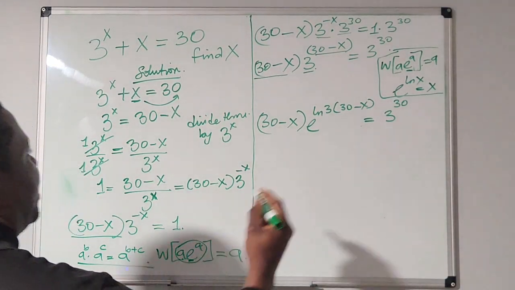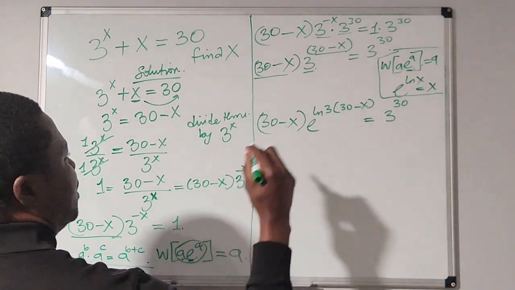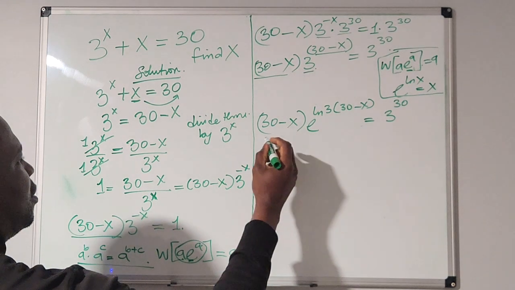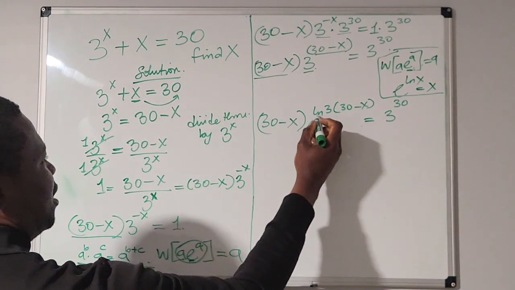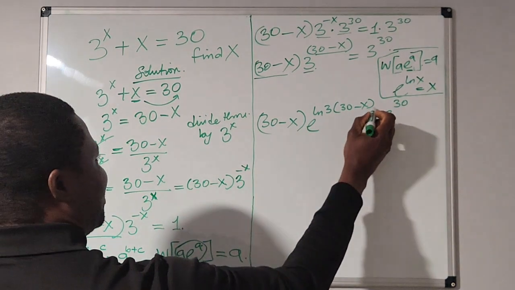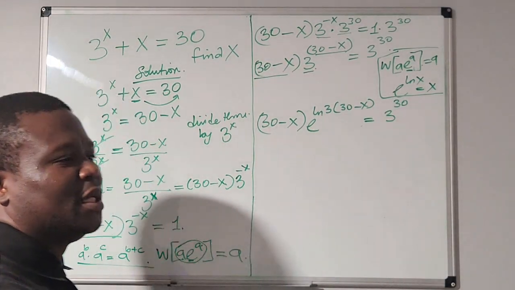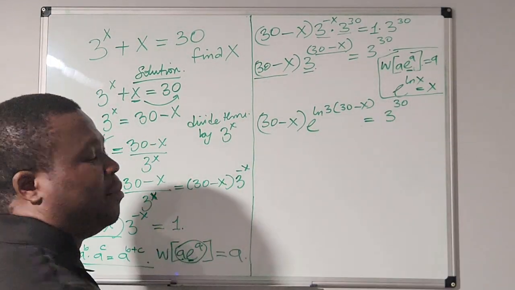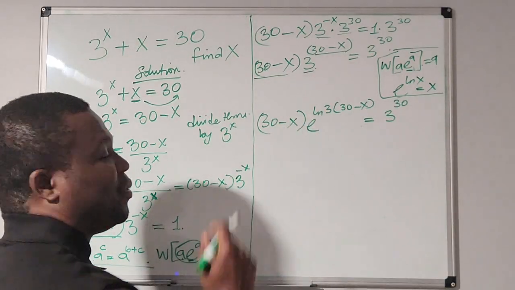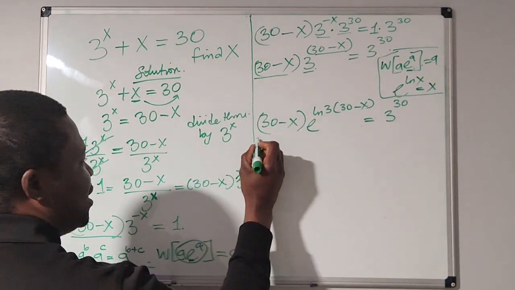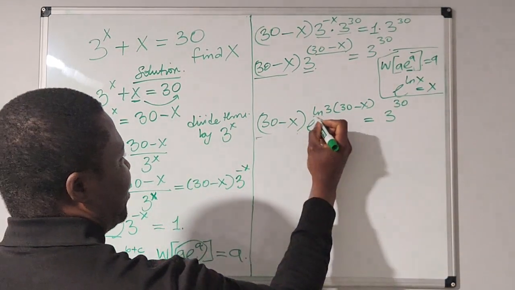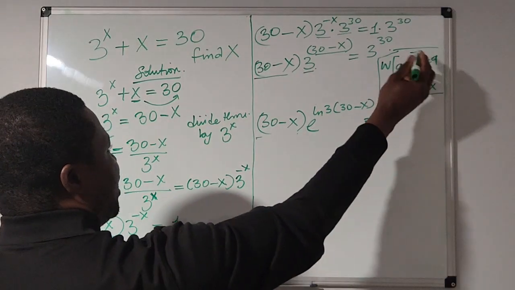All right. Now, something has changed because we have 30 minus x, and up here we have ln 3 times 30 minus x. So what we simply need to do is multiply both sides by ln 3, so that what we have in the base here is the same thing as what we have in the power, and then we can use that formula.